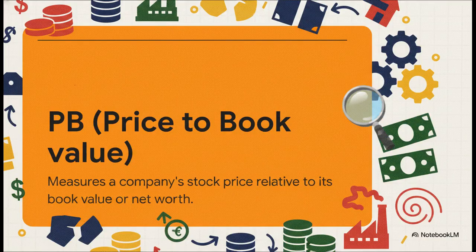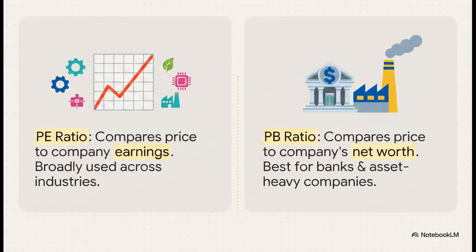Another really powerful tool is the PB ratio, or price-to-book value. So instead of looking at earnings, this one compares the stock price to the company's net worth. Basically, what would be left over if the company sold all its stuff and paid off all its debts. Now, what's really cool here is the difference between the two. While PE is used pretty much everywhere, the PB ratio is especially useful for companies that have a lot of physical assets. Think banks or big manufacturing firms. It just gives you a different, more asset-focused angle on what a company is worth.